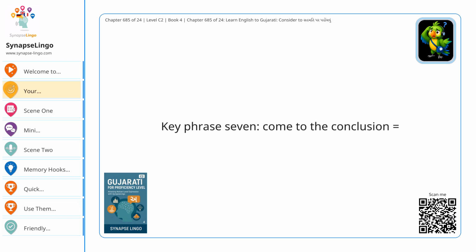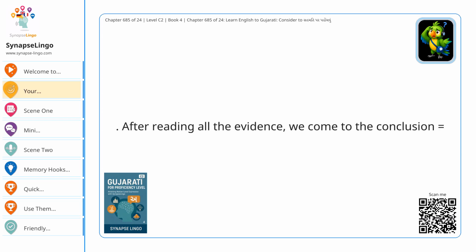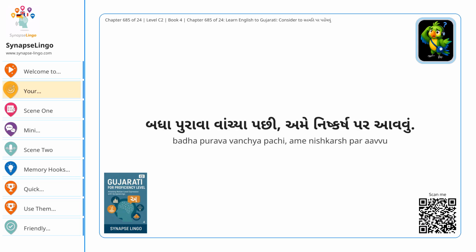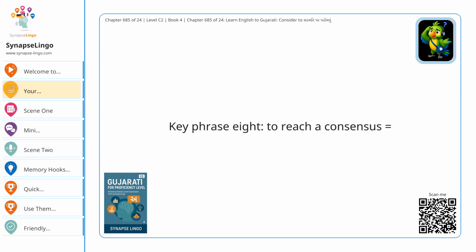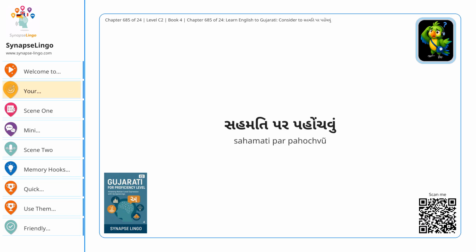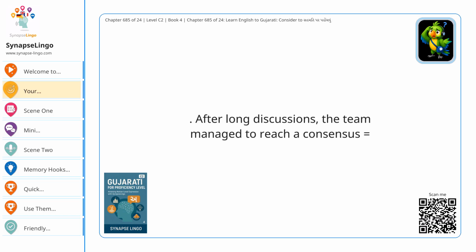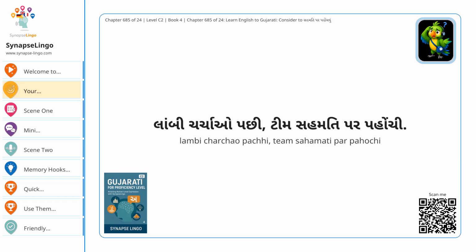Key phrase 7. Come to the conclusion equals. નિષ્કર્ષ પર આવવું. After reading all the evidence, we come to the conclusion equals. બધા પુરાવા વાંચ્યા પછી અમે નિષ્કર્ષ પર આવવું. Key phrase 8. To reach a consensus equals. સહમતિ પર પહોંચવું. After long discussions, the team managed to reach a consensus equals. લાંબી ચર્ચાઓ પછી ટીમ સહમતિ પર પહોંચી.